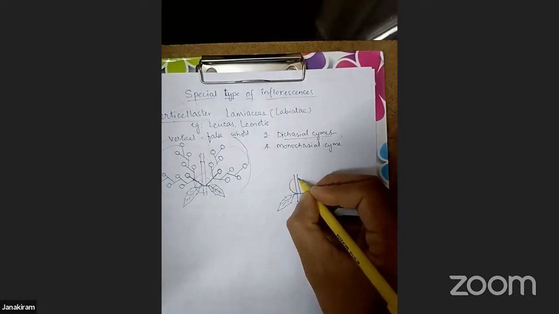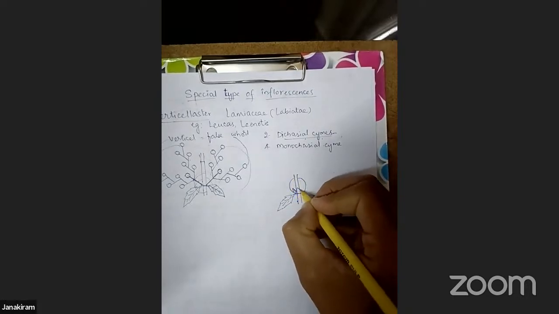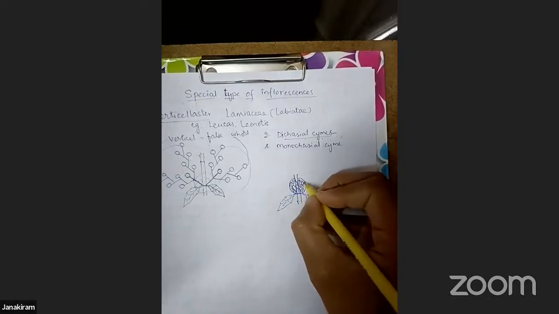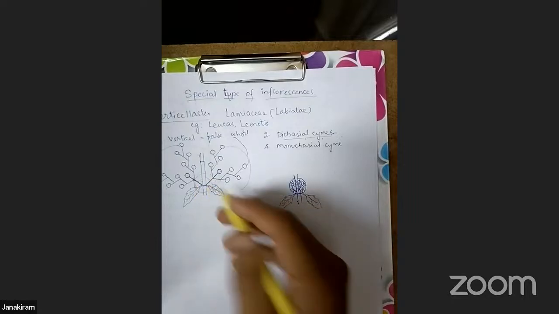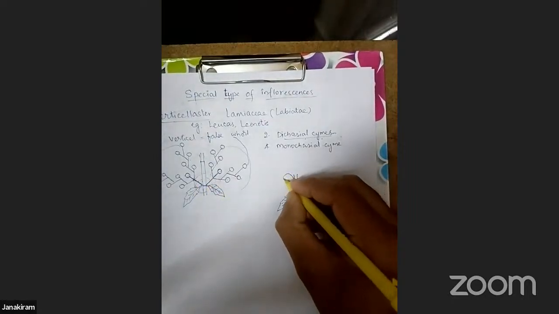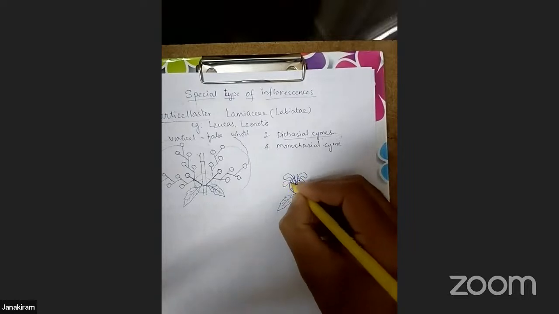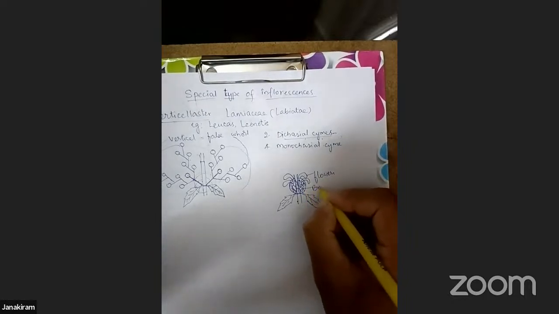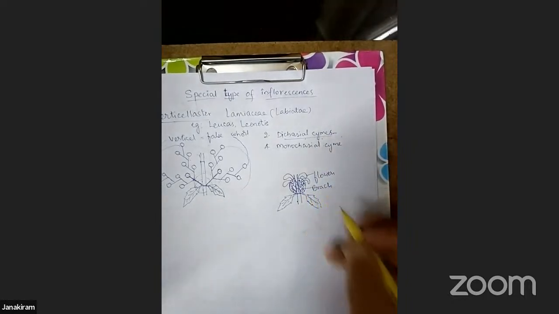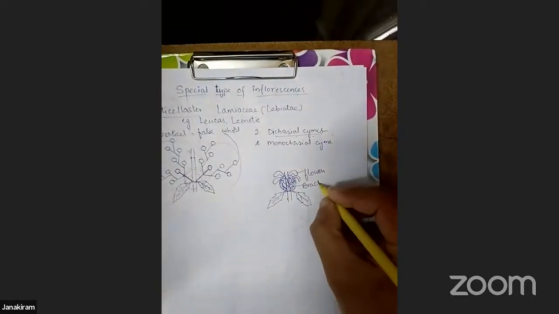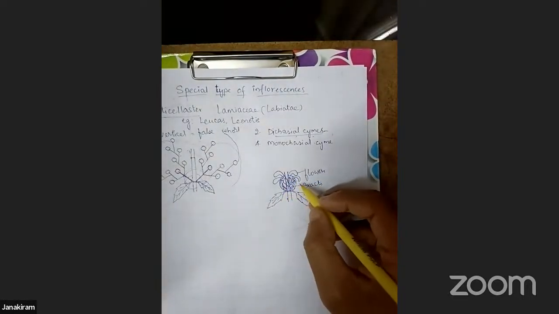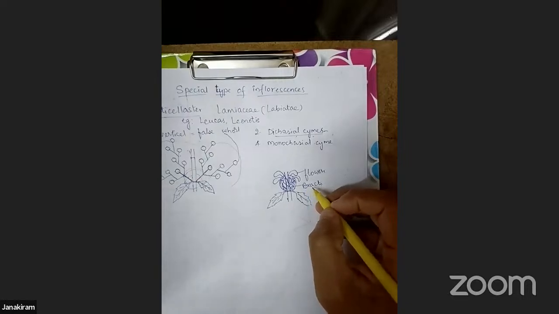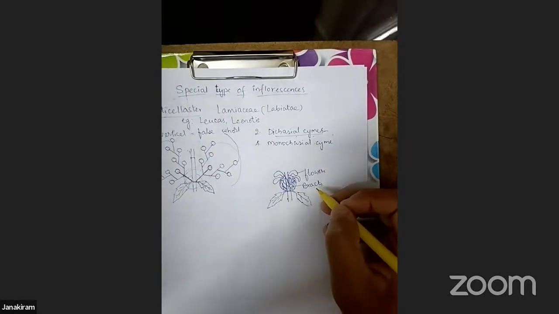It appears like a small ball-like structure. Because of initial dichasial growth and later monochasial growth, the entire structure forms into a ball-like or whorl-like structure around the node, so that we can see the flowers like this. These are the flowers, and these are the bracts of the flowers. That means all these flowers are bracteate, and the flowers are forming a false whorl around the node. This type of inflorescence is called a verticillaster.